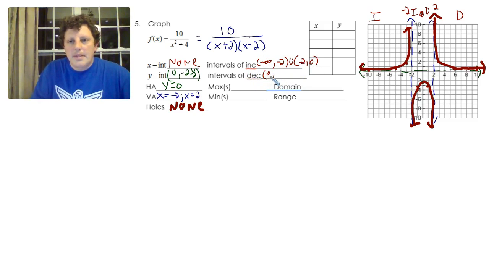I like to go left to right with these. I recommend that you do that too. 0 to 2. Asymptotes break things up, don't they? And then 2 to infinity.